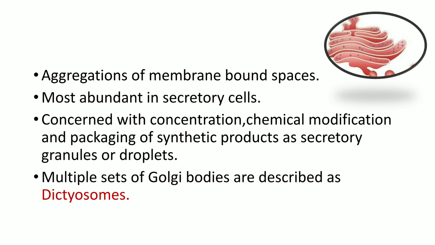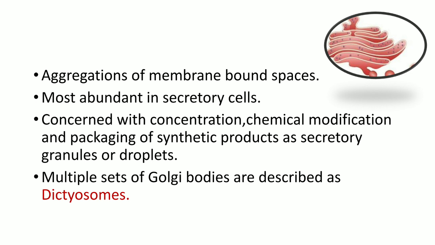Here, Golgi bodies are the aggregation of membrane-bound spaces. Aggregation means combination. So, Golgi bodies are the combinations of membrane-bound spaces. They occur in mainly three types, that is lamellae, vesicles and vacuoles. We will discuss it in more detail in the morphology.